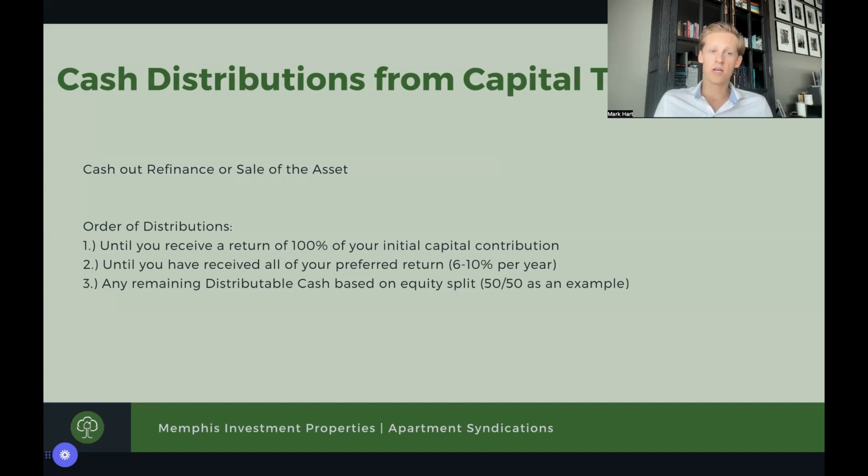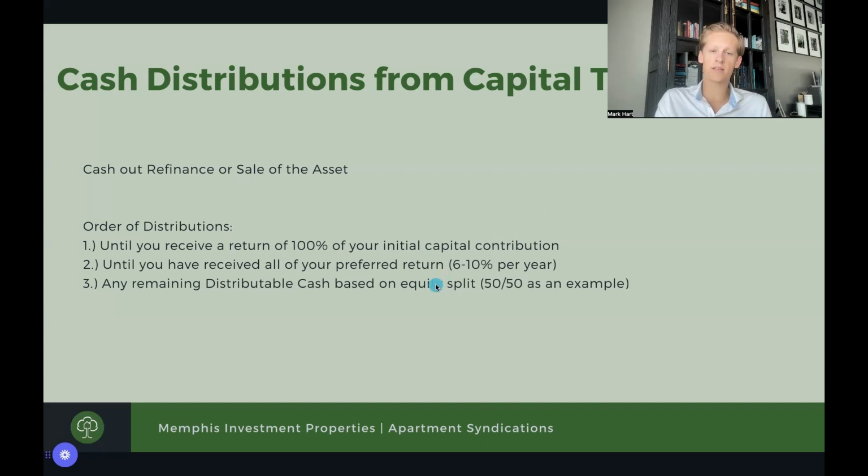Then number two is until you have received all of your preferred returns. And if it's cumulative, that means you've got to go back retroactively and get you that, let's say it's 6%: 6% year 1, 6% year 2, 6% year 3, and make sure you got that 6% every single year. And then once you've hit that 6% amount, everything will get split based off of the equity split that we talked about before, whether that's 50-50, 70-30, 80-20, as specific examples.